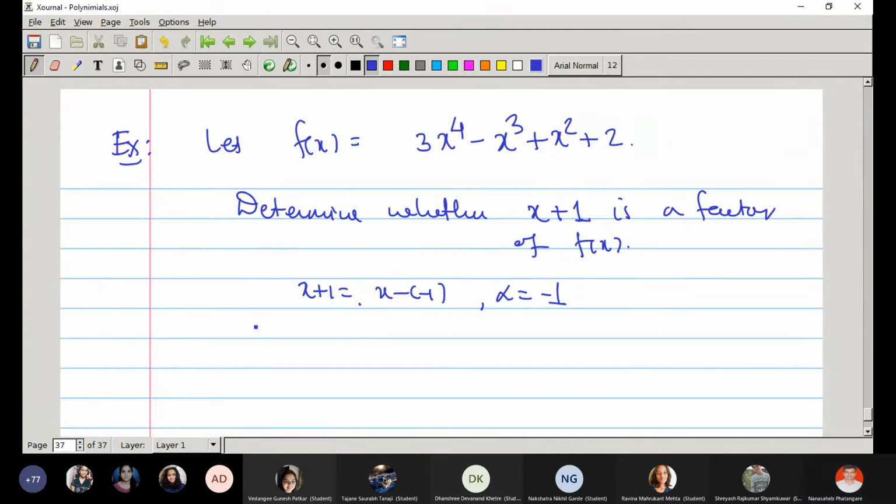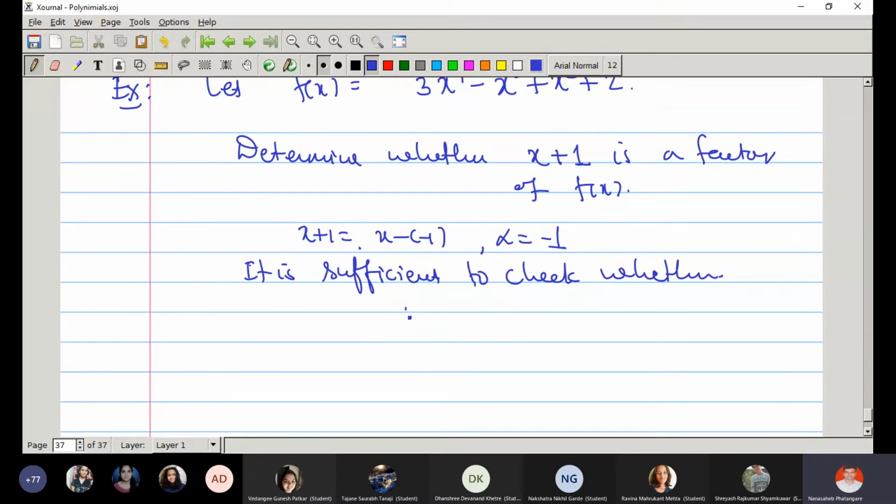So it is sufficient to check whether alpha equal to minus 1 is a root of f of x. Correct? Because x minus alpha is a factor is equivalent to saying that alpha is a root, by if and only if. So x plus 1 is a factor means minus 1 is a root or not.